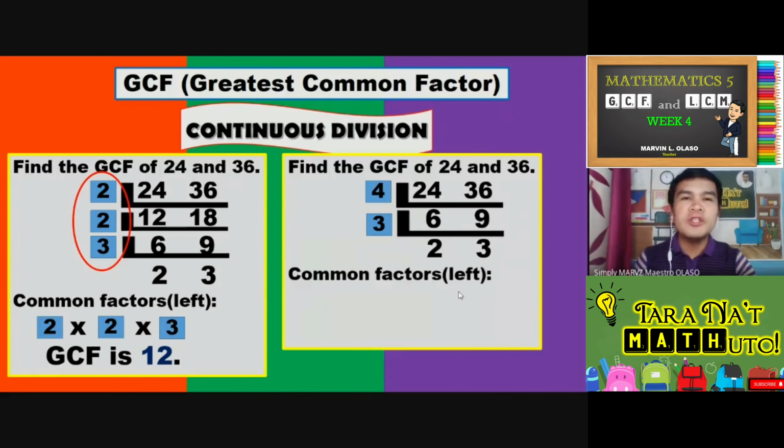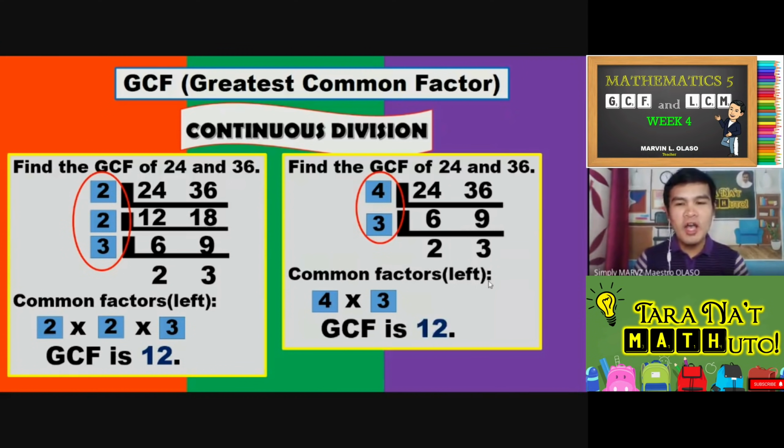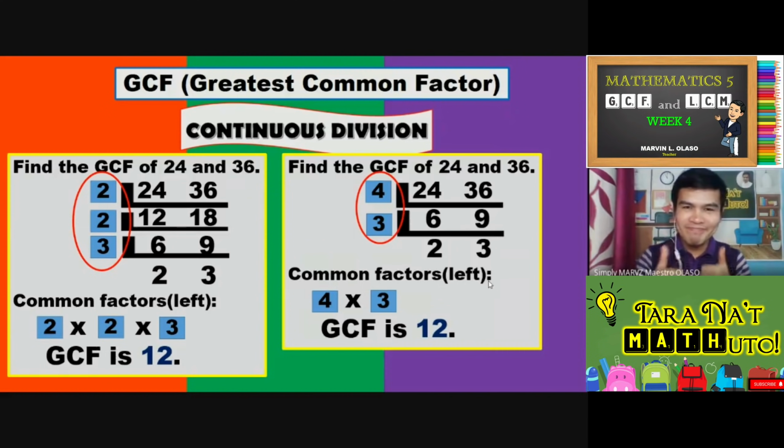So, let's continue now the step number 2, common factors. So, ang common factors ay yung mga nasa left. The factors na i-divide mo. Okay? So, we have 4 and 3. Now, the last step is multiply now the common factors to get the greatest common factor. So 4 times 3 equals 12. Did you get it? Hopefully.